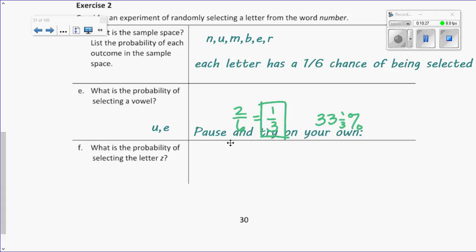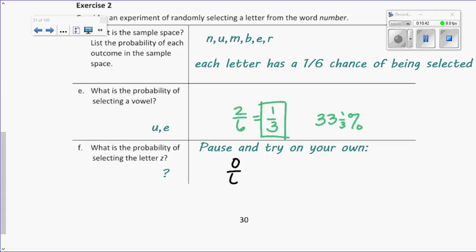Okay, try this one on your own. What is the probability of selecting the letter Z? Okay, why did I put a question mark there? There are no Z's. It is a 0 out of 6 or 0% chance. Okay, hopefully you got that one right.